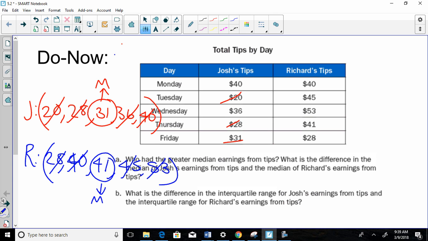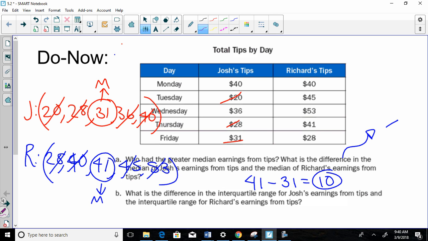And so now it says the difference. What does difference mean? Subtracting, right? So what is 41 minus 31? 10. So your answer should have been 10. Who is at least on their way to getting that? Cool.